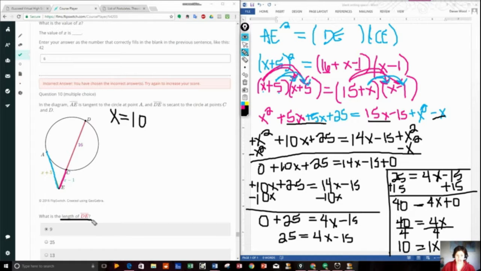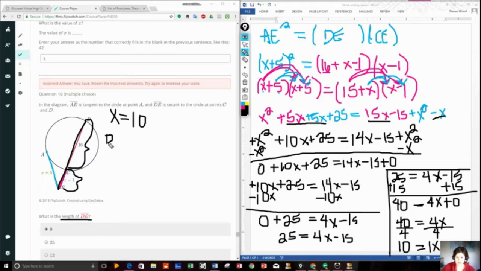What is the length of DE? Okay, D to E was that whole distance. So we know this segment is 16, and this segment is x minus 1. We now know the value of x is 10, so I'm just going to substitute it in.